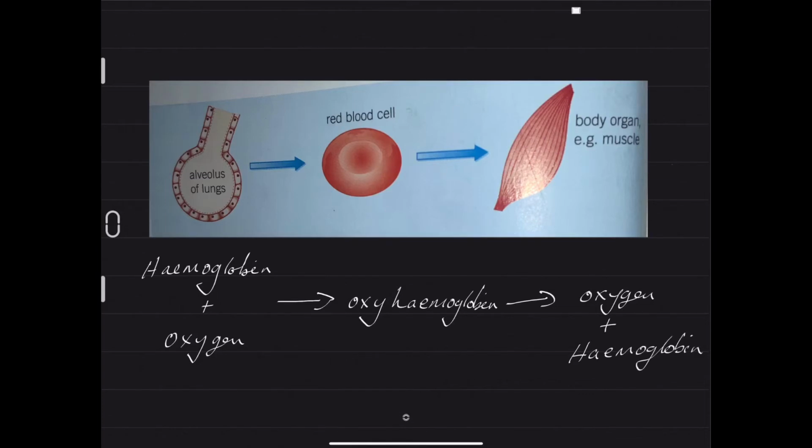Okay, so just be aware of this word. Oxyhemoglobin forms in the red blood cells when the oxygen binds with hemoglobin in the cell. And then it's transported in the blood plasma to the respiring tissues, where the oxygen will diffuse out of the red blood cells to the cells that need it.